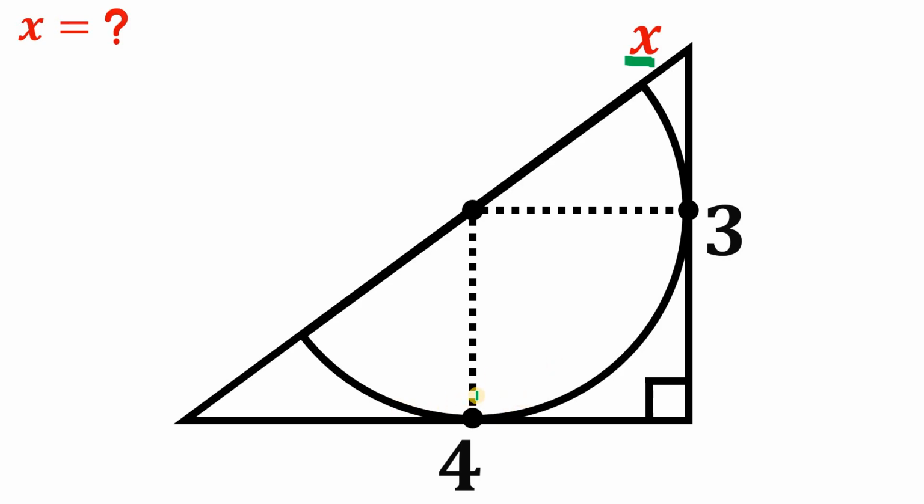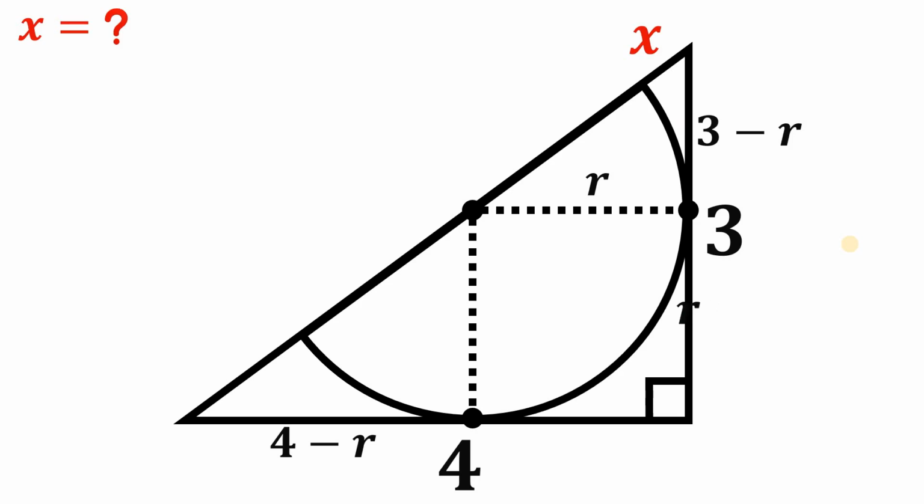And take note, since this point is the point of tangency, we know the radius is perpendicular to this tangent line. Now, let's call the radius of this semicircle r. Now, we created a square with a side length of r. We know this is also r. And since we know this length equals 4, and this is r, the remaining length must be 4 minus r. Now we will do the same thing on this side. We know the length equals 3. We know this side is r, so this remaining segment must be 3 minus r.